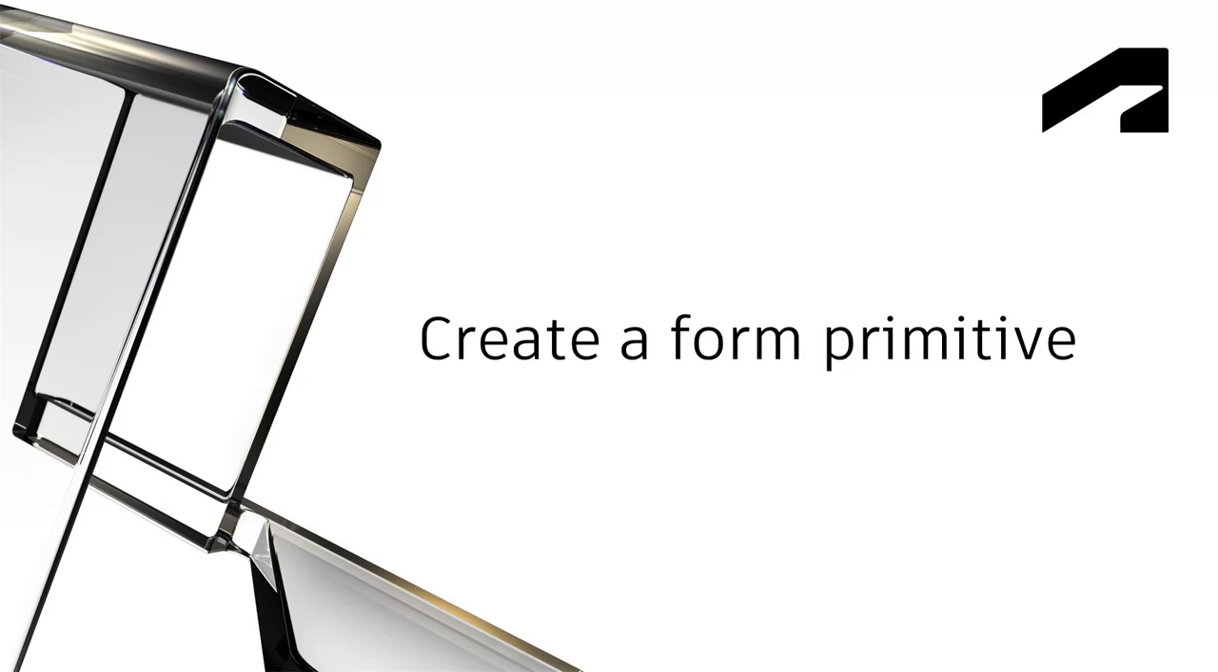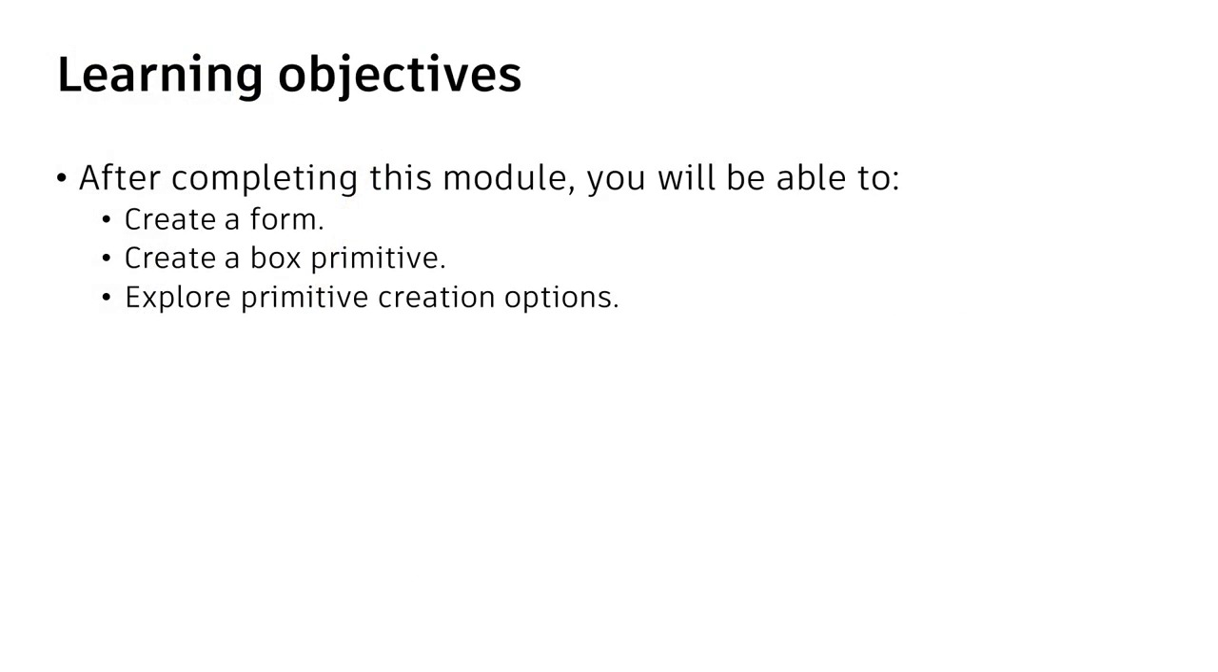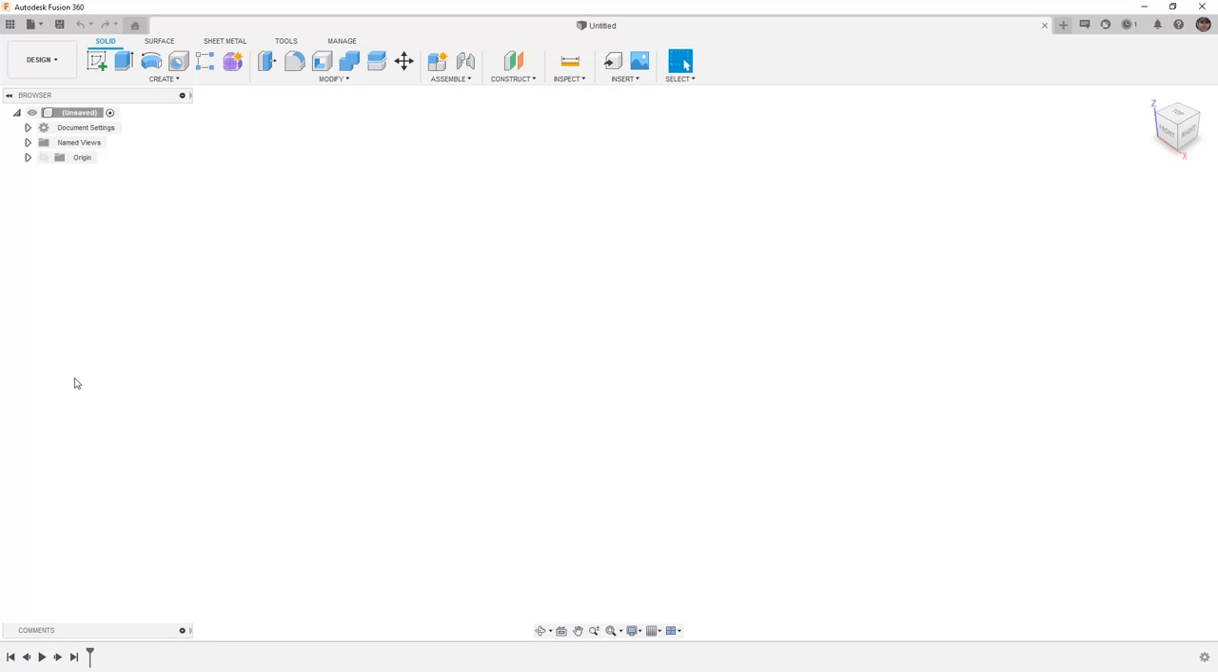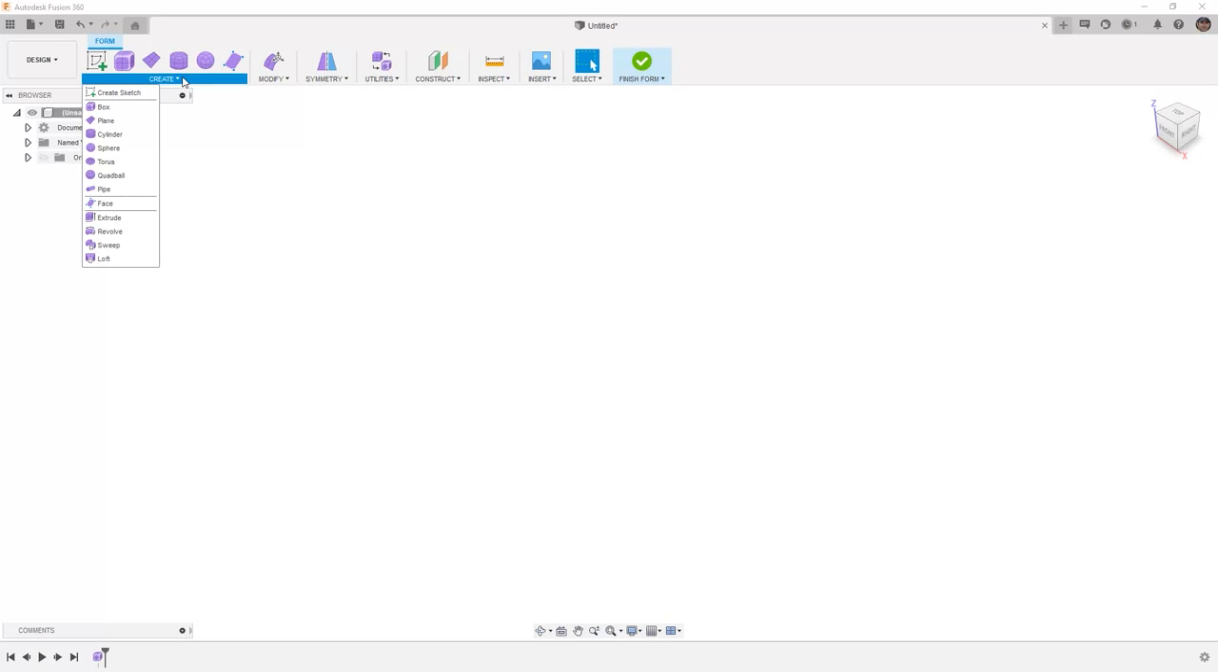Create a form primitive. In this video, we'll create a form, create a box primitive, and explore primitive creation options. In Fusion 360, we want to get started with a new untitled document. We're going to begin by selecting Create Form, and we want to explore how to create primitives.